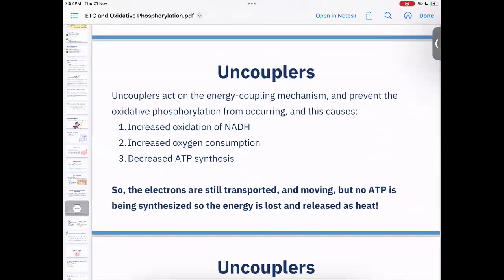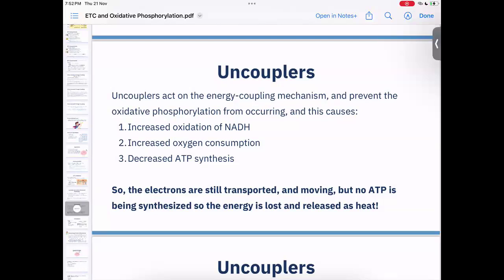Because like we said, remember when I told you the story of how they're coupled, and we have energy coupling, chemiosmosis. It's where I have the hydrogen ions going down ATP synthase. This releases energy, and this energy is used to produce the ATP, and this is known as the coupling process. So this is what the uncouplers of the electron transport chain work on. They act on the energy coupling mechanism, and they prevent oxidative phosphorylation from occurring. And this causes increased oxidation of NADH, increased oxygen consumption, and decreased ATP synthesis.